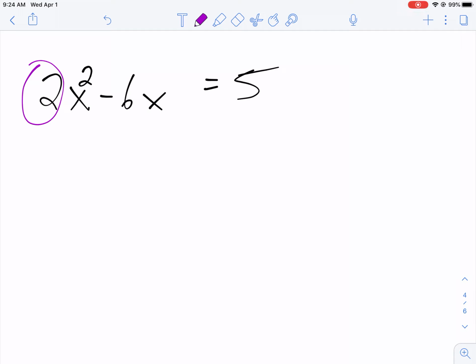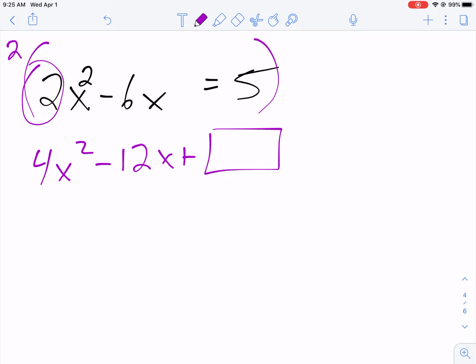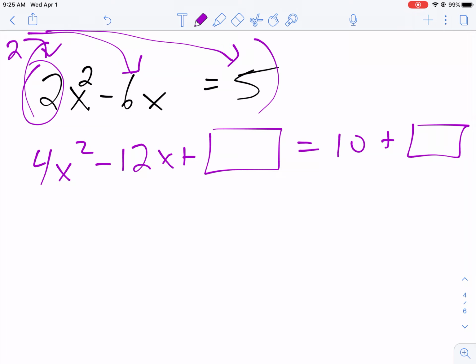But what could we multiply to both sides to create a perfect square? I'm going to multiply everything by 2 to create a 4, which is a perfect square. So now we have 4x squared minus 12x, and I'm going to leave a spot for my completing the square, equals 2 times 5 is 10. So make sure you distribute this to every one of these terms throughout the whole equation.